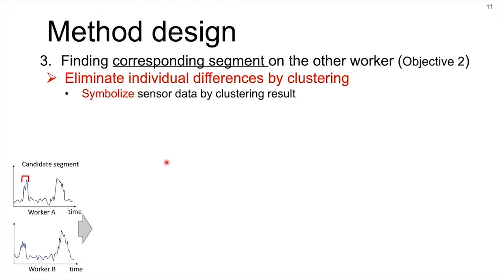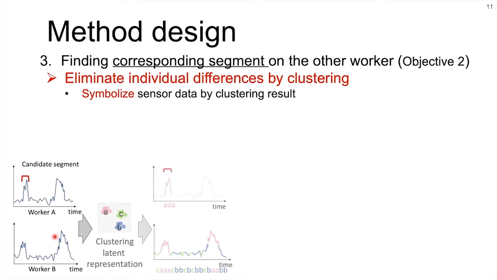And here I will explain how to find the corresponding segments. Assuming that this is a candidate segment identified by the attention mechanism, then we need to find the corresponding segment on the other worker, because using an individual worker's data, it is difficult to identify the skill.